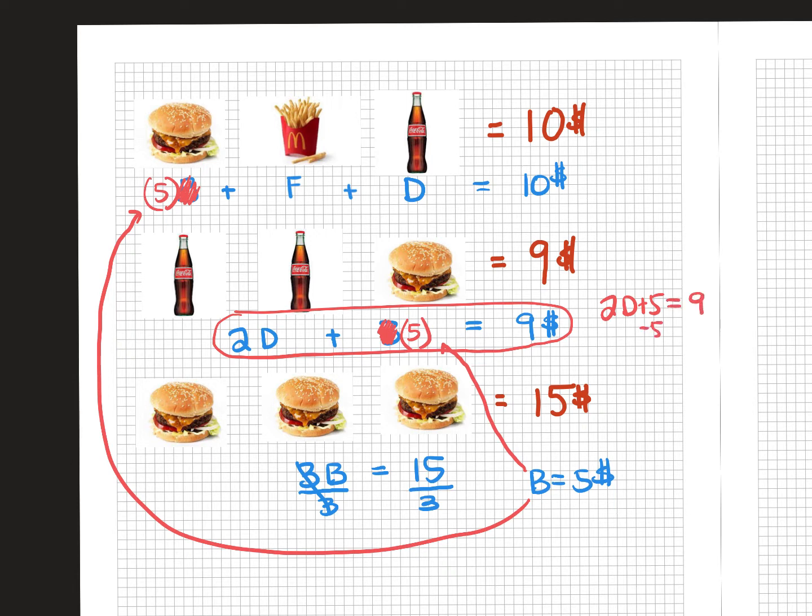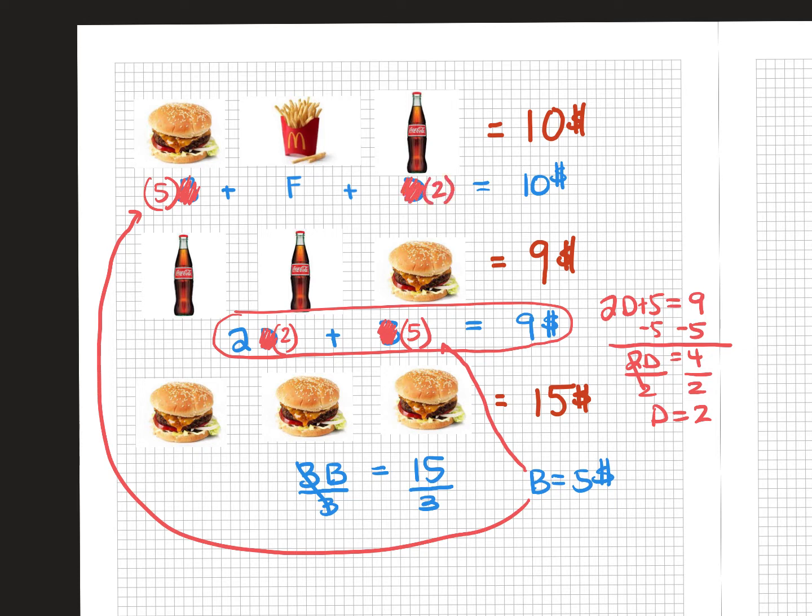We're going to subtract 5. 2d equals 4. Divide by 2. And now we know drinks equal $2. So now I can substitute in 2 for drinks. That's 2 times 2 is 4, plus 5 is 9. Yep. $2 for the drink.